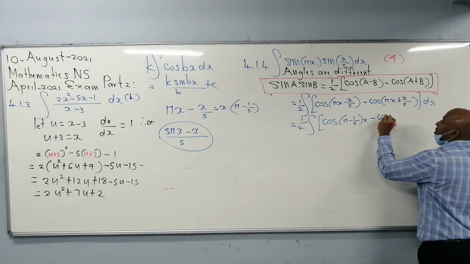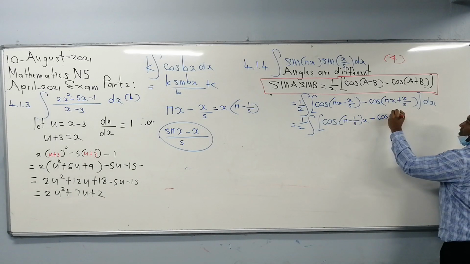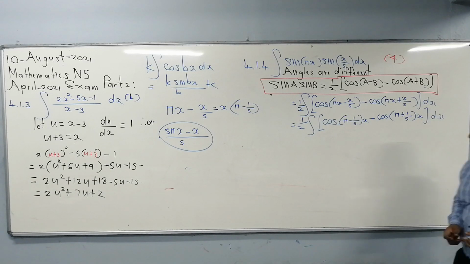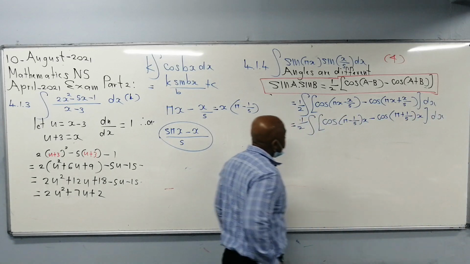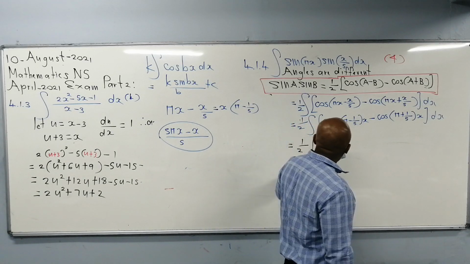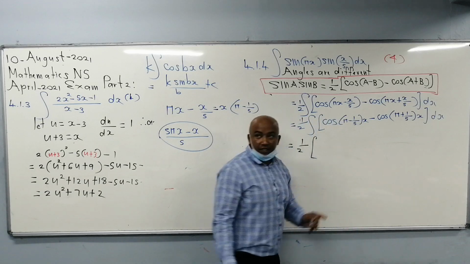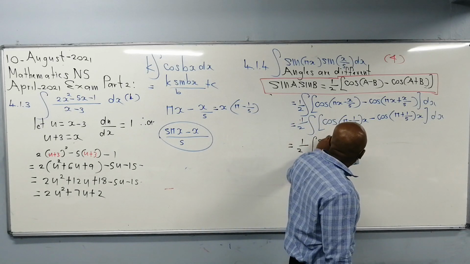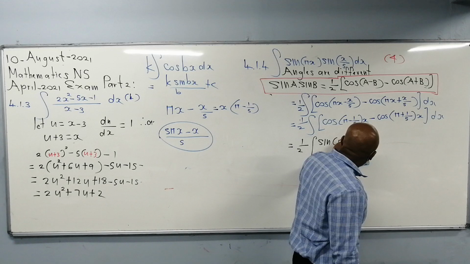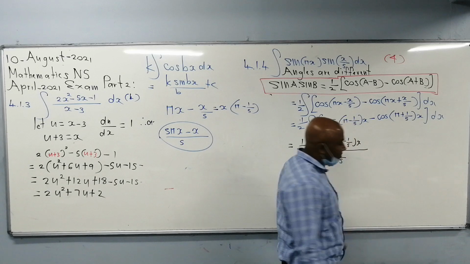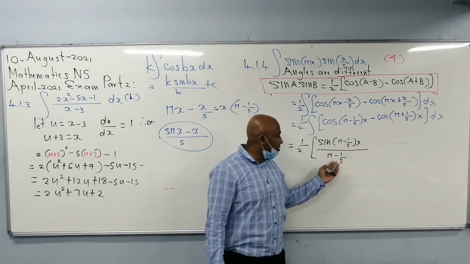Minus cos. Take out x as a common factor there, so you're going to end up with pi plus 1 over 5 times x. So now it's a straightforward example. Let's integrate. So that's going to be 1 over 2. Integrating cos of bx, that's going to be sine of pi minus 1 over 5 x all divided by pi minus 1 over 5. And whatever number this is, you divide it.